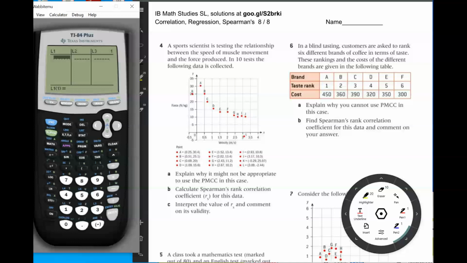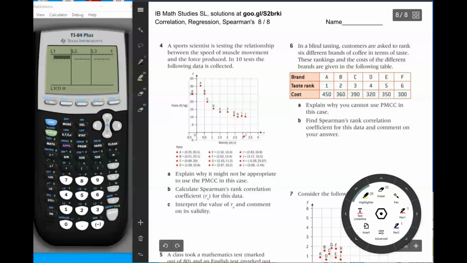This really sounds like an IA, doesn't it? Explain why it might not be appropriate to use Pearson's moment correlation coefficient in this case. So remember that Pearson's is usually looking to see if you can do linear regression, and this is a pattern, and it is a monotonic decreasing pattern from the looks of it, but it is not a line. So that is why we're probably not going to use linear regression in Pearson's.